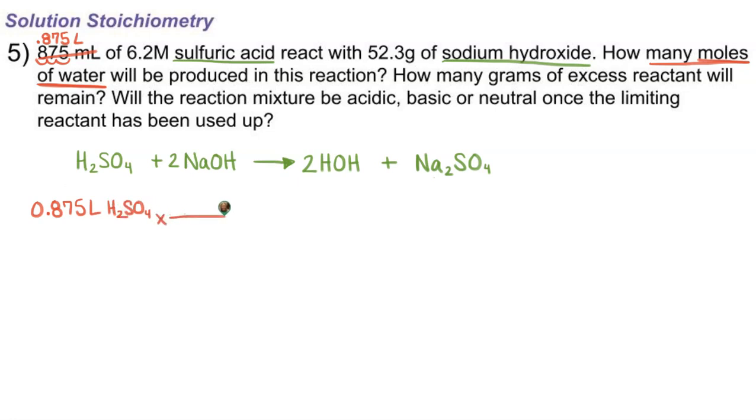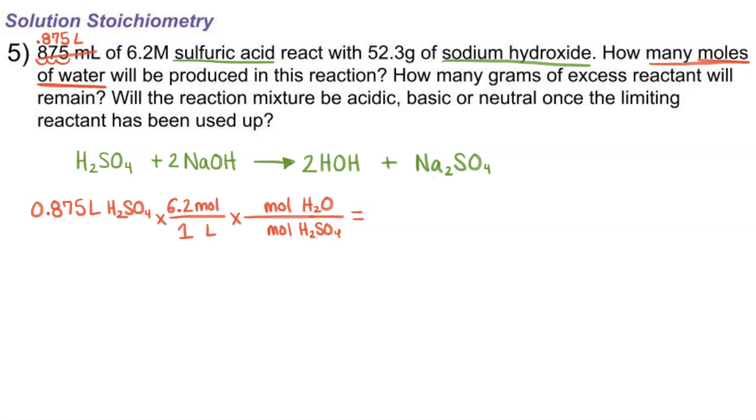We can take our liters to moles using our molarity value of 6.2 molar. This is a high molarity value, 6.2 moles per 1 liter. Now that we have our moles of H2SO4, we can convert moles of H2SO4 to moles of our new substance, which it's asking us to find: the number of moles of water, H2O.